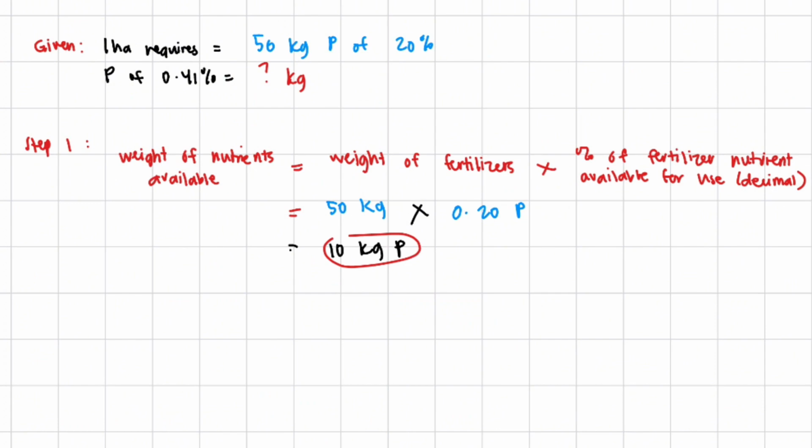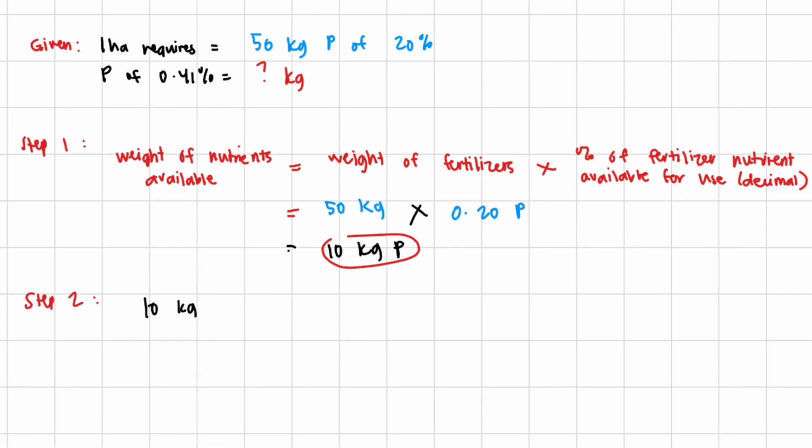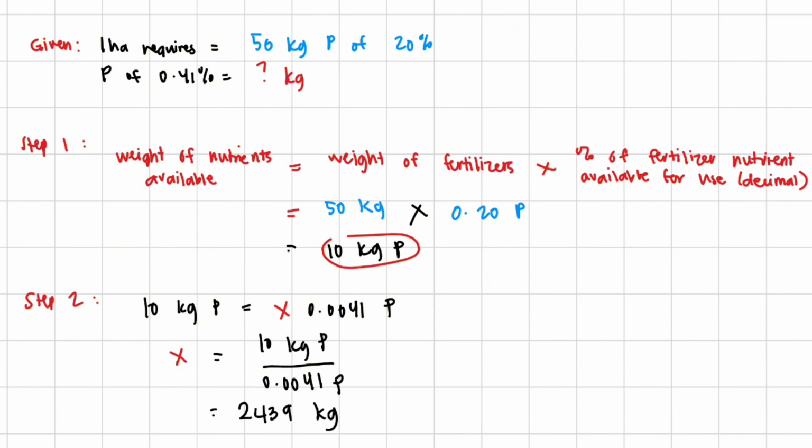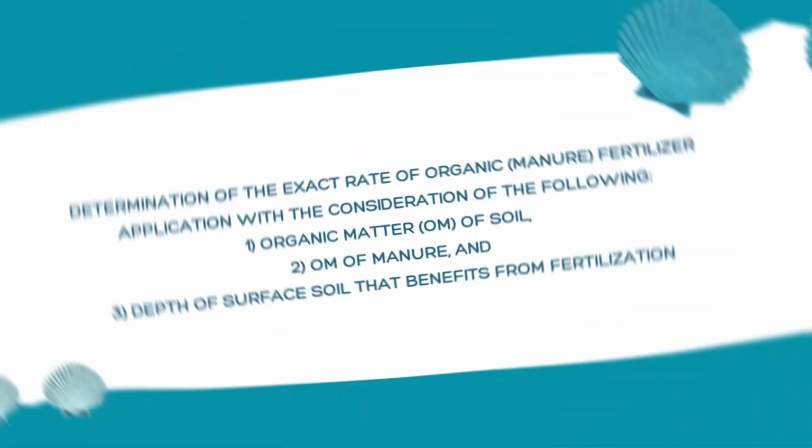The second step would be in algebraic expression to determine the amount of the animal manure. So to find the weight of the fertilizer, we're just going to divide the weight of the nutrients available by the percent of fertilizer nutrient available for use in decimal. So that is 10 kilograms of phosphorus divided by 0.0041 of phosphorus. So the weight of the fertilizer is 2,439 kilograms.